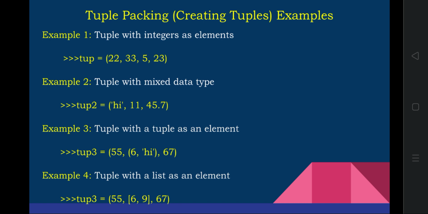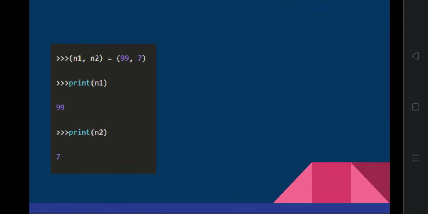Here, as an example, we can create the whole tuple with integer elements. We can create a mixed type of data types as a tuple. We can create a tuple within a tuple, or we can create a list within the tuple. These are the 4 different ways the tuple packing or creating the tuple can be done. The next slide says how to unpack the tuple.